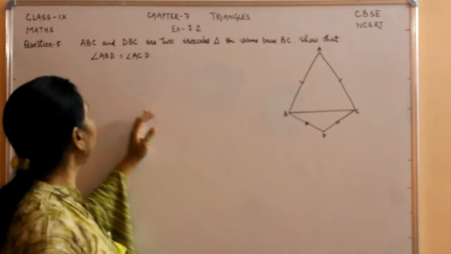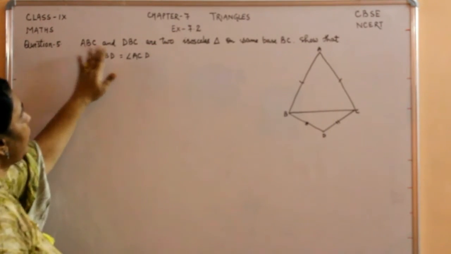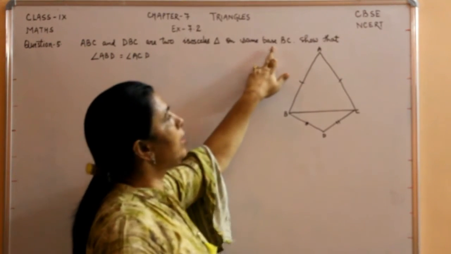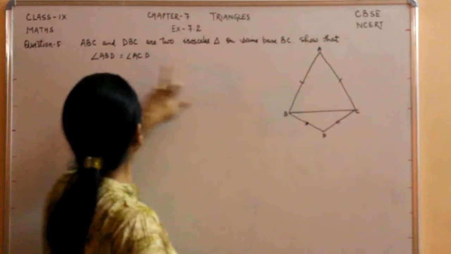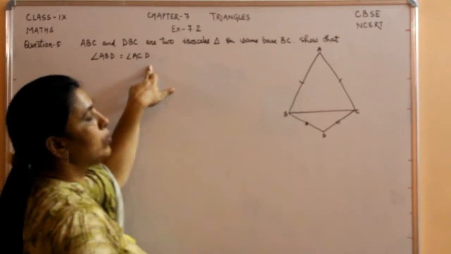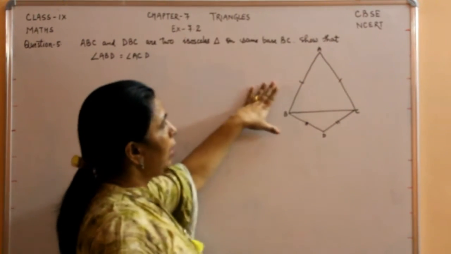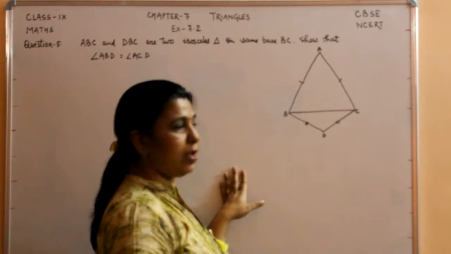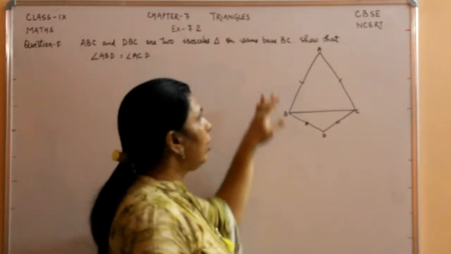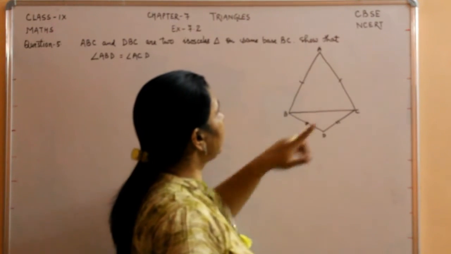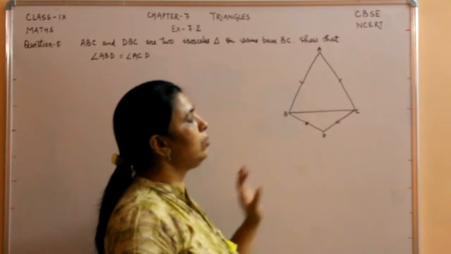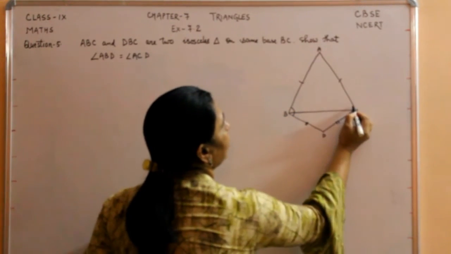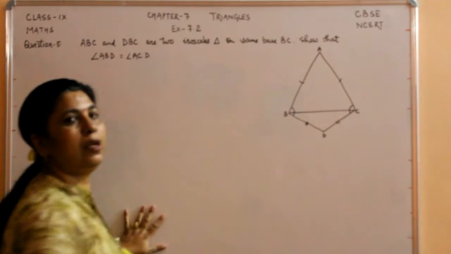Now students, coming to question number 5. ABC and DBC are two isosceles triangles on the same base BC. We have to show that angle ABD is equal to angle ACD. In the figure you can see ABC is a triangle and BDC is also a triangle. They both are isosceles triangles. In ABC, AB is equal to AC, and in BDC, BD is equal to CD. We have to prove that angle ABD is equal to angle ACD.